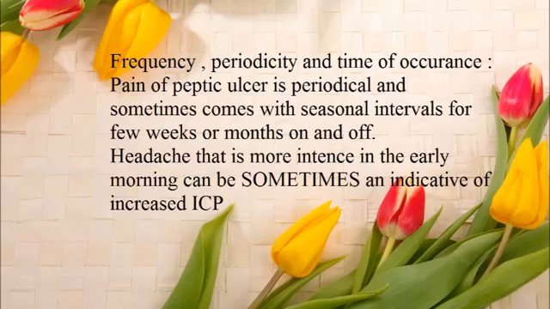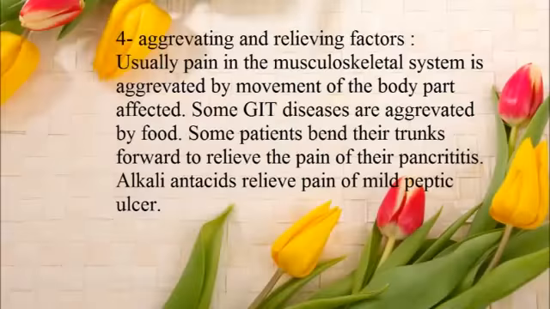Pain of peptic ulcer is periodical and sometimes comes with seasonal intervals, for a few weeks or months, on and off. Another example of the time of occurrence is headache. Headache that is more intense in the early morning can sometimes be indicative of increased intracranial pressure.